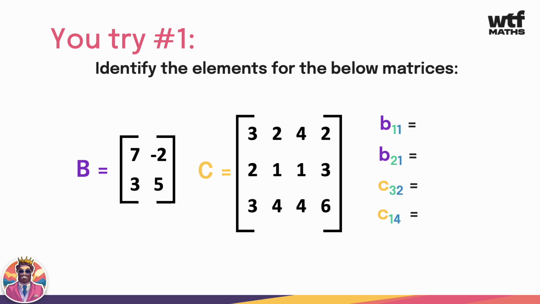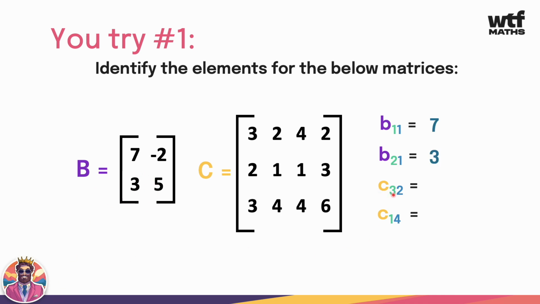All right, let's work this out. So first of all, B1,1. That means matrix B, first row, first column. So first row is here, first column's here. So the answer is going to be 7. Next one, B2,1. Second row, first column, it's going to be 3.